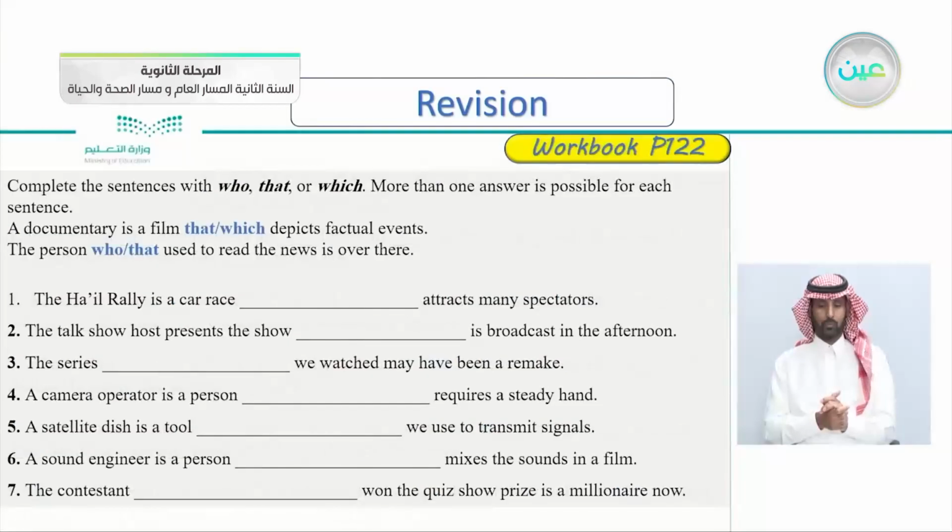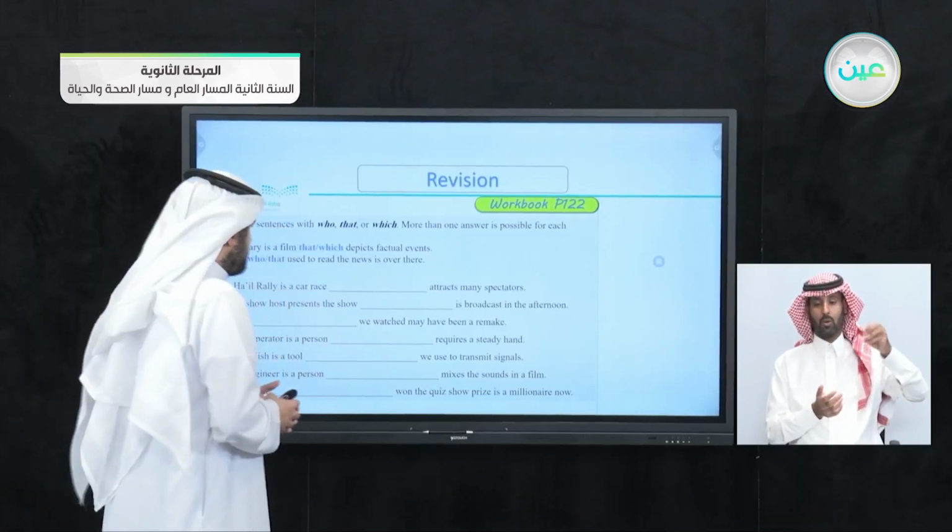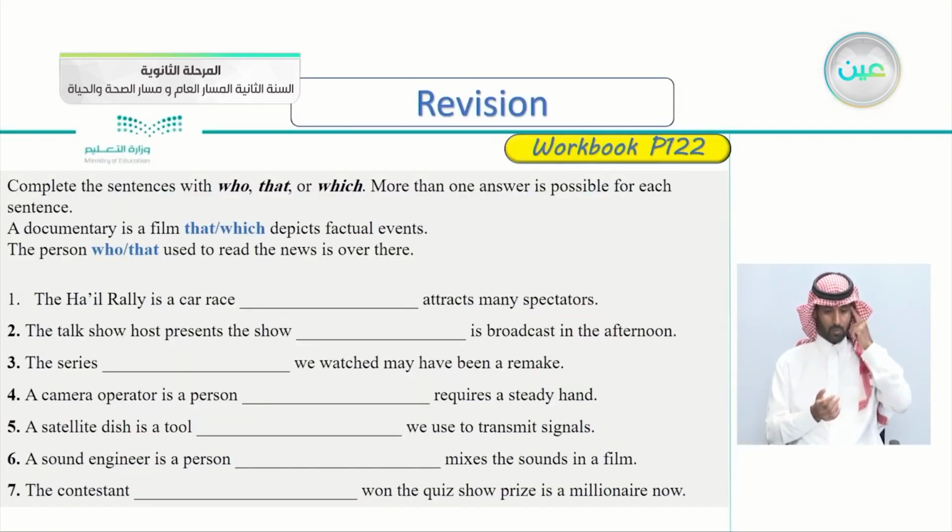Excellent. Moving on to the next exercise here. Complete the sentences with who, that, or which. Who, that, or which. And remember, more than one answer is possible. This is the first example here. The first one is already done as an example.